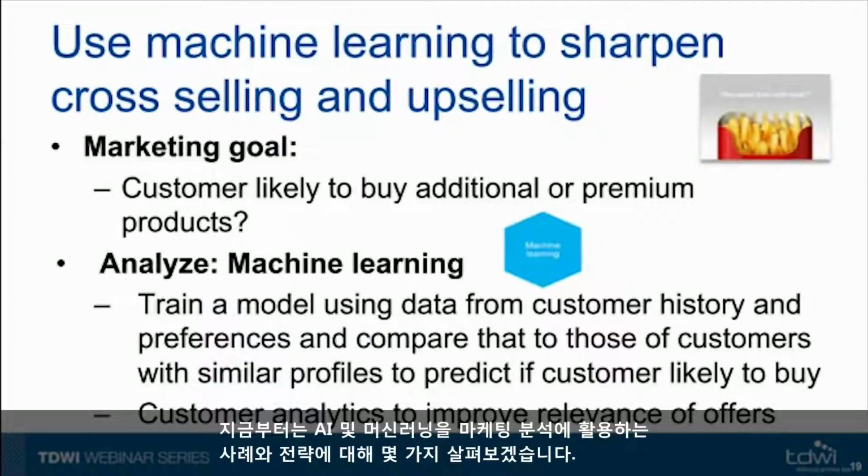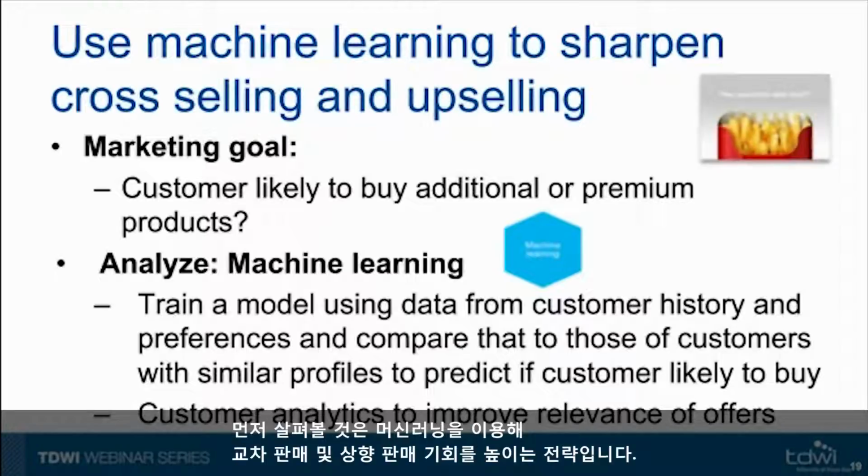Right. Okay. Well, I think we've got a lot of definitions under our belt, so let's look at some examples and strategies for using AI and machine learning for marketing analytics. And so the first one we want to look at is using machine learning to sharpen cross-selling and upselling.